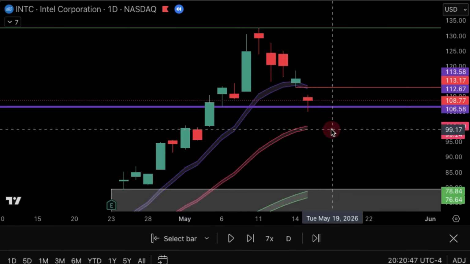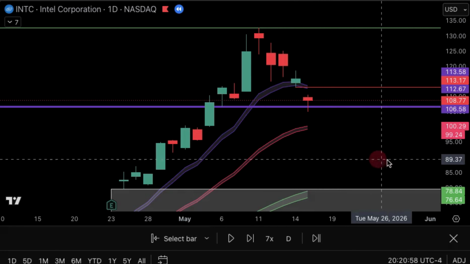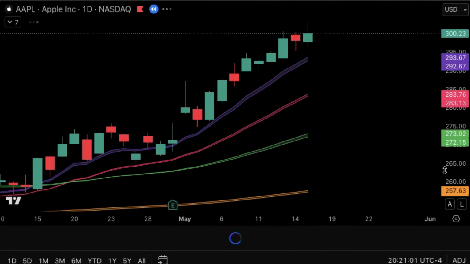Kept telling myself, I need to stick to trading trending stocks. I need to stick to trending stocks. If it's not trending, I should not be messing around with it. And this is when Apple came to the rescue.